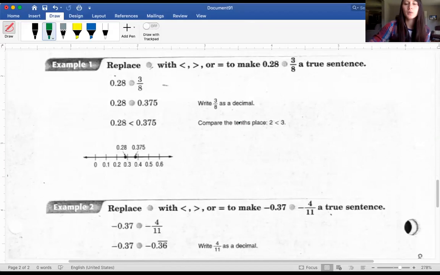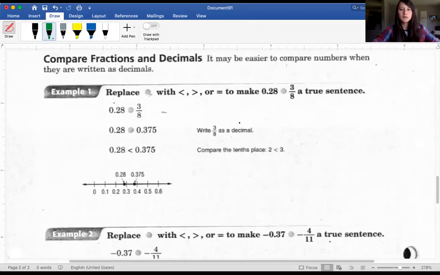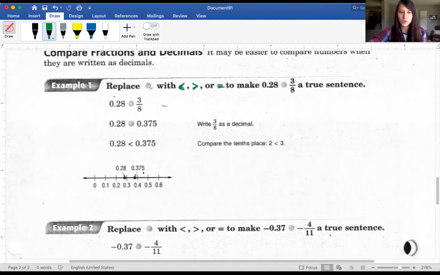So here what we're doing is we're just making sense of your fractions and decimals by comparing them using your inequality symbols. So remember, this is your less than symbol, this is your greater than symbol, and then your equals to. So we are going to replace this little circle with a greater than or less than or equal sign to just turn this into a comparison between the two values.